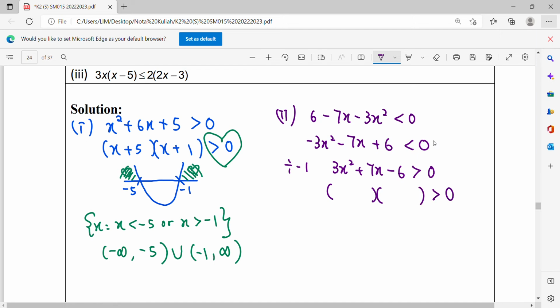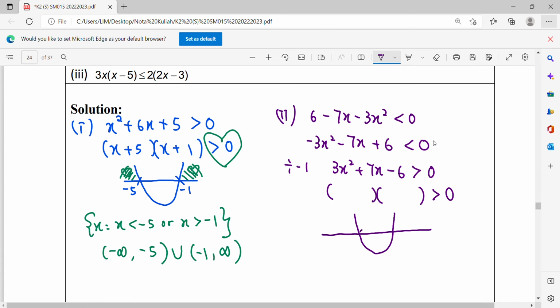Press your calculator. A is 3. So I always draw the graph smiling, because we will always move it to a positive quadratic. Don't do a negative quadratic, because later the factorization will not tally back with your quadratic.